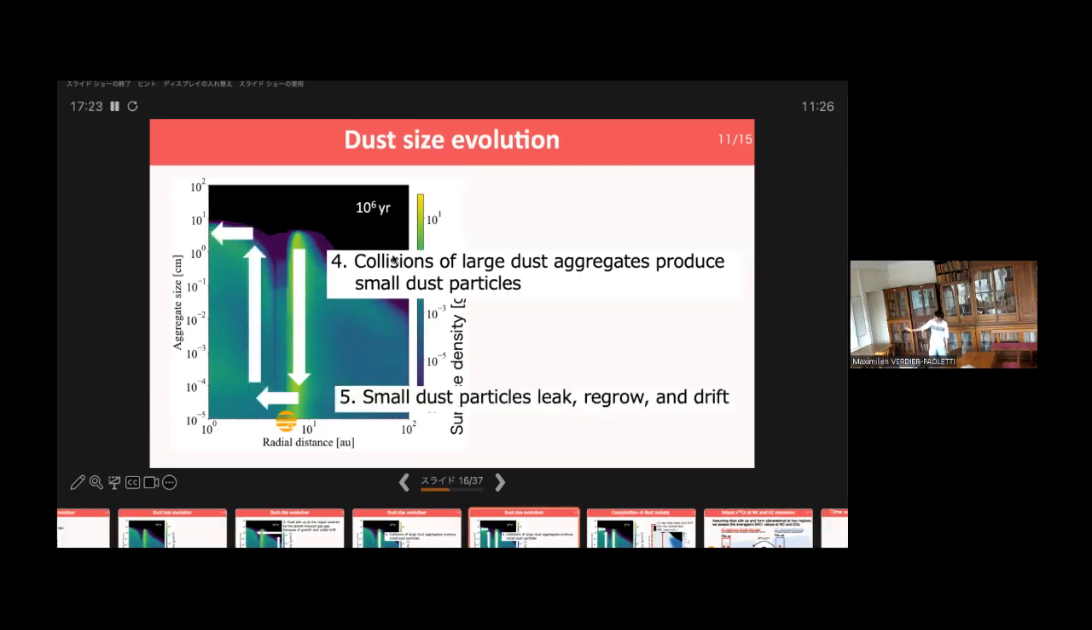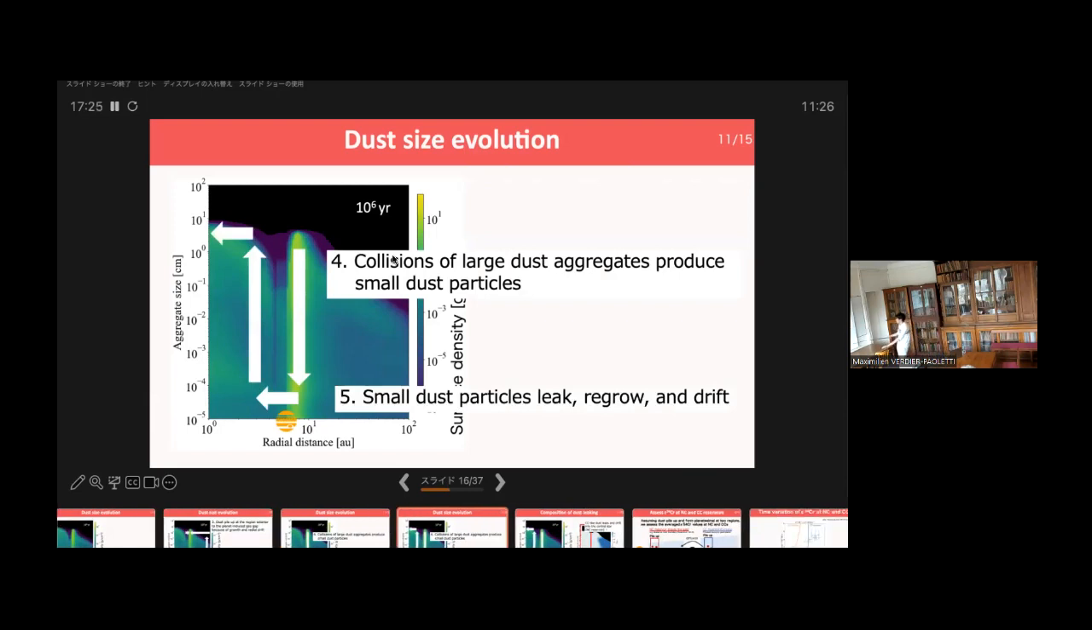This collision produces small dust particles, and these dust particles are raised from the gas gap. Such small particles also experience collisions, and they cause drifting toward the center.